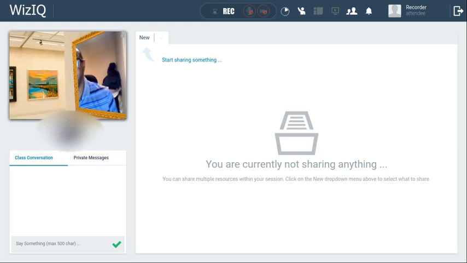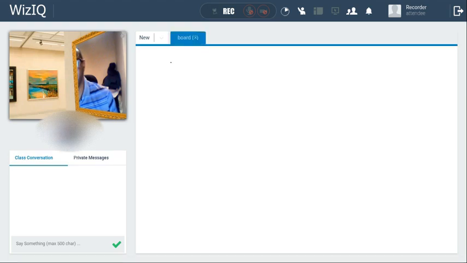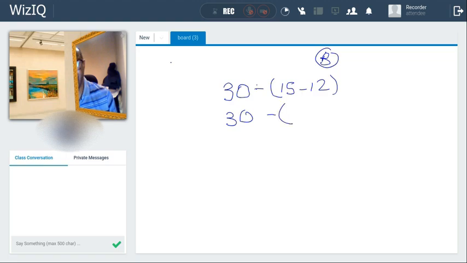30 divided by, in brackets, 15 minus 12. So 30 divided by bracket 15 minus 12. BODMAS tells me I need to do B first, which is this bracket. So I'm going to have 30 minus bracket, 15 take away 12 is 3. And then next I'm going to remove this bracket because I've done it. I'll take away 3, and that should give me 27.